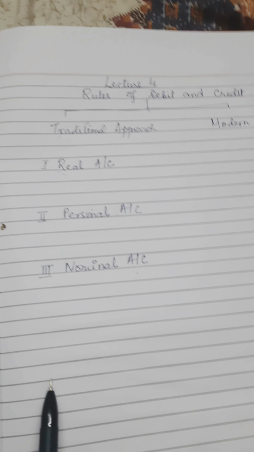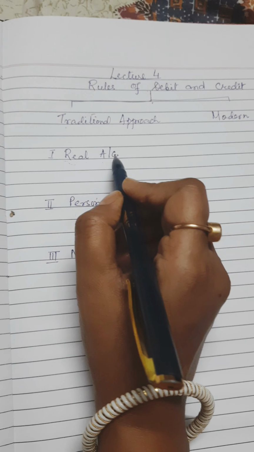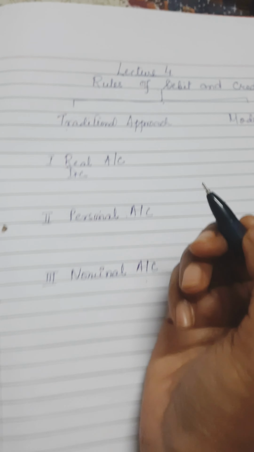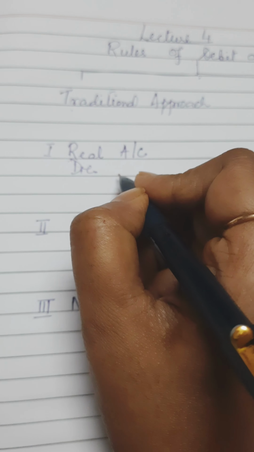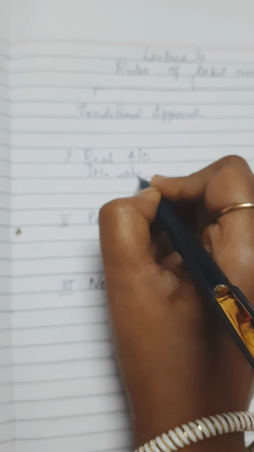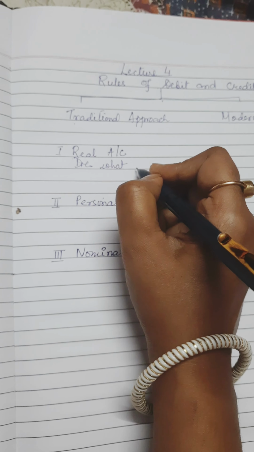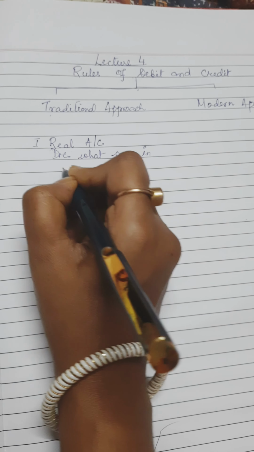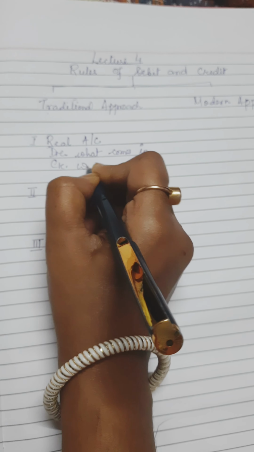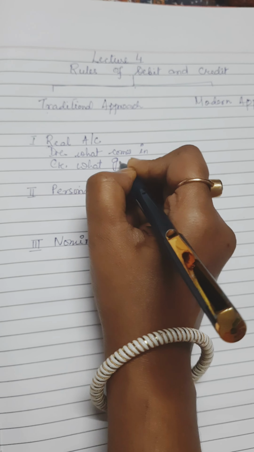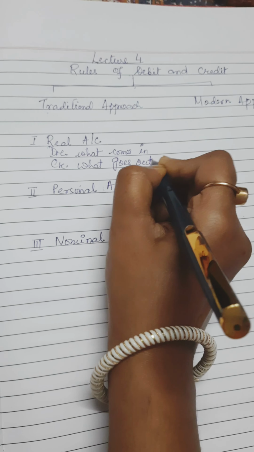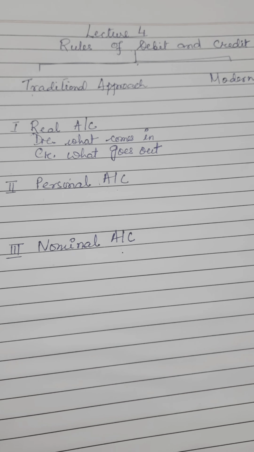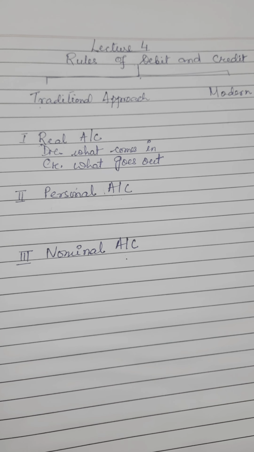Now let's see what is the rule. The rule of real account says that debit, as you know, debit has to be written as Dr. Debit what comes in, credit what goes out. That means from your business, if something is coming in, then you have to debit it, but if something is going out, then you have to credit it.